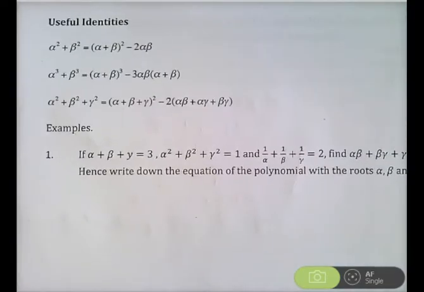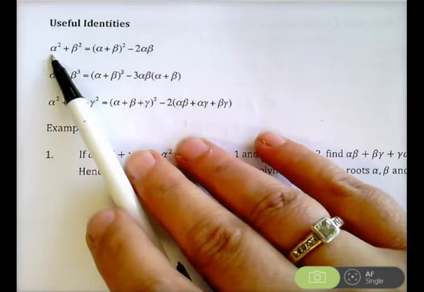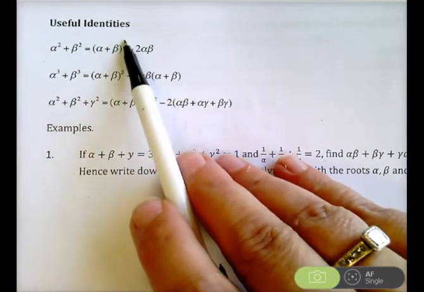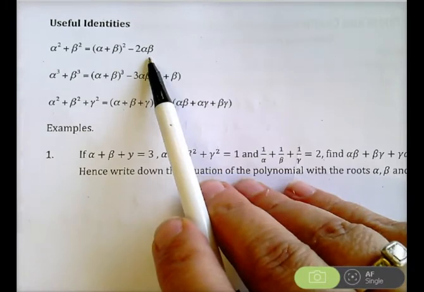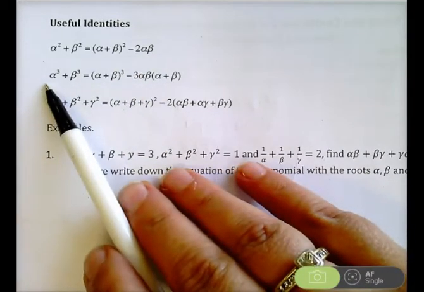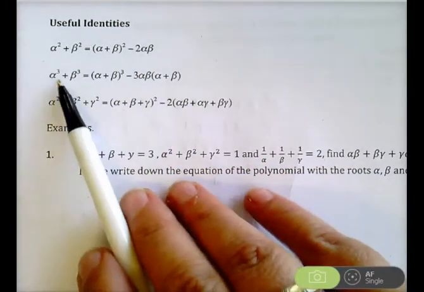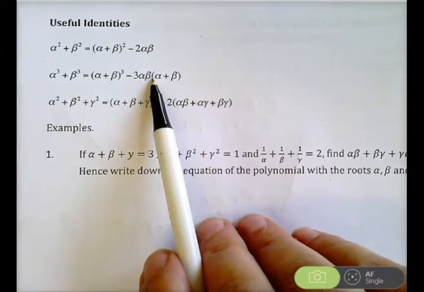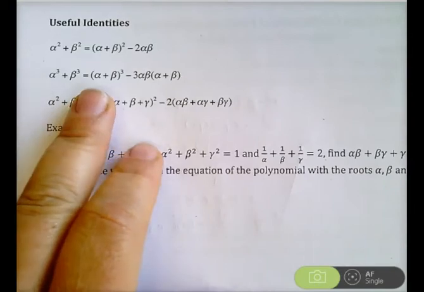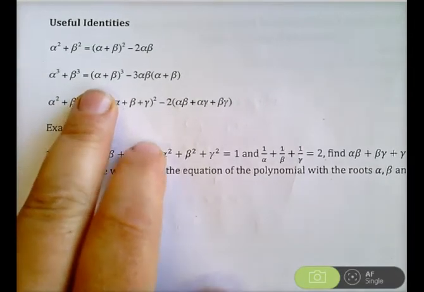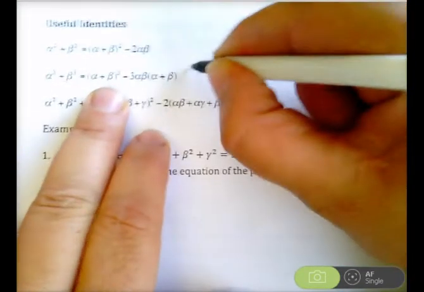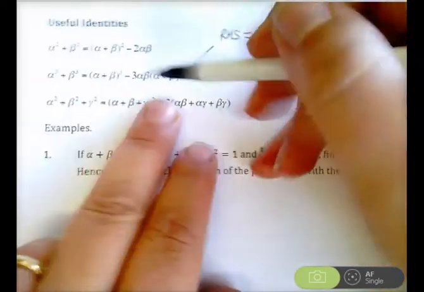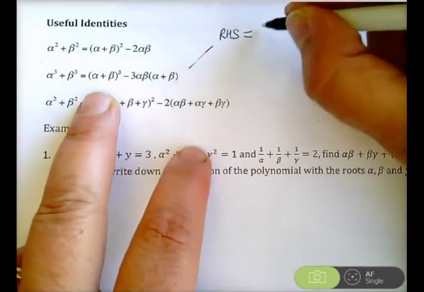Remember these: if you're just asked for alpha squared plus beta squared, that's the same as doing alpha plus beta all squared minus 2 alpha beta. Now this one, alpha cubed plus beta cubed, that's just another result that you can learn off by heart. And now that we've done the binomial theorem, let's have a look at that. What's the right-hand side of that? See, that's not the factorization of that. That's different. What's alpha plus beta cubed?